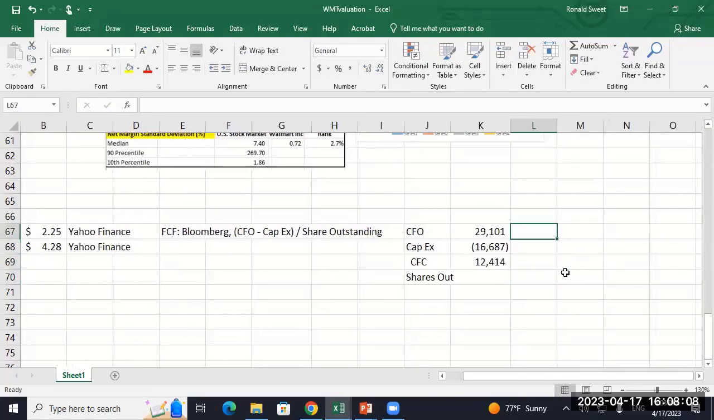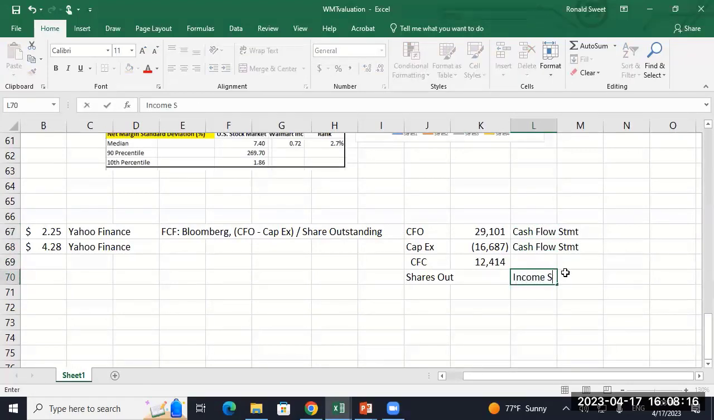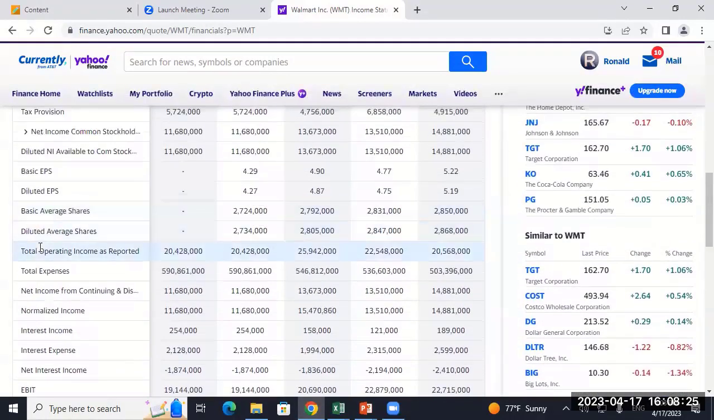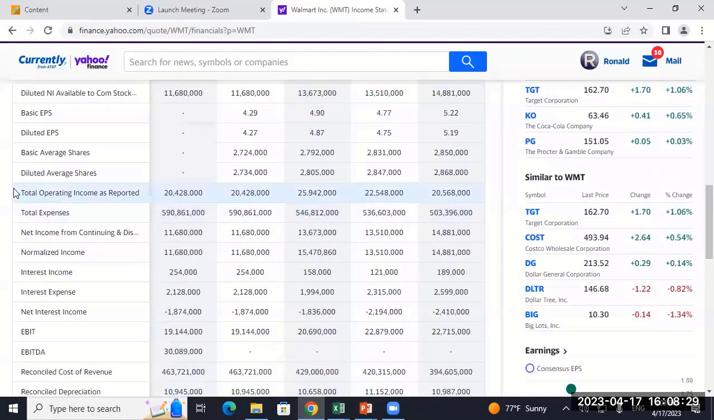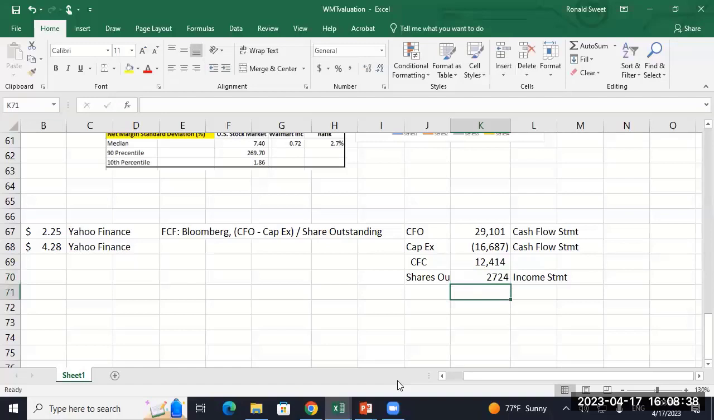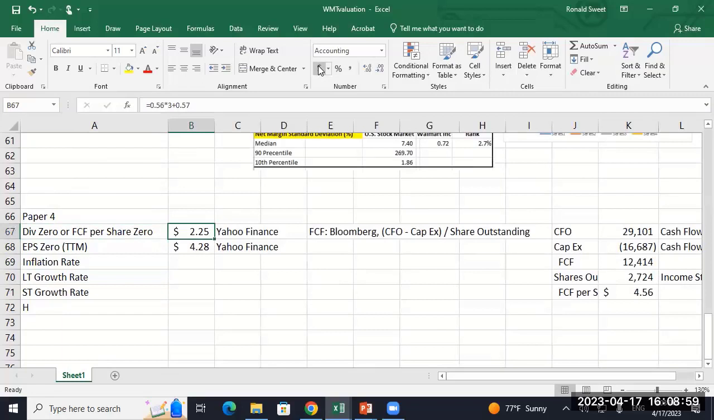Shares out. This you get on the income statement. Shares outstanding. Basic shares 2724. And so, I'm sorry, this is free cash flow, I did it backwards. Free cash flow per share. You can see we get a much, much larger number, 456 versus 225. If I were doing Walmart, I'd use the dividend per share. But if you have a firm where you want to try them both and see if they're radically different, you can certainly do that.